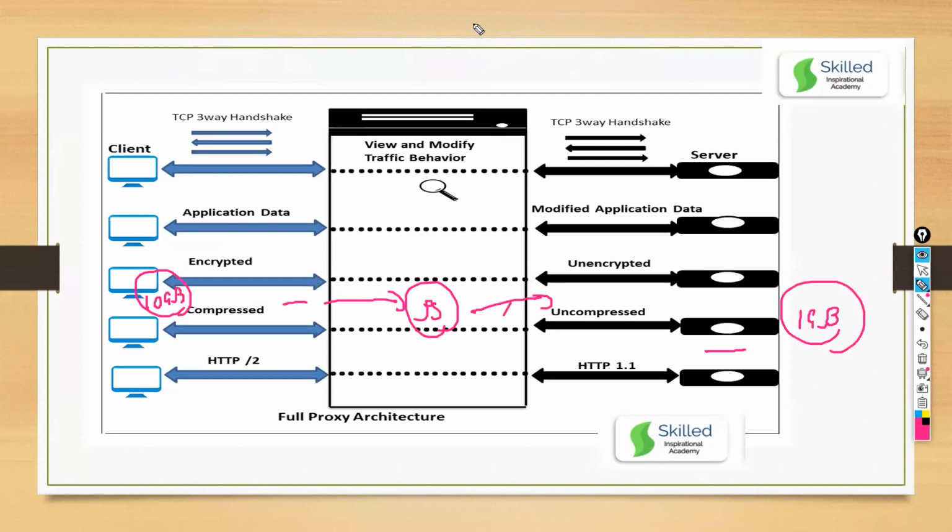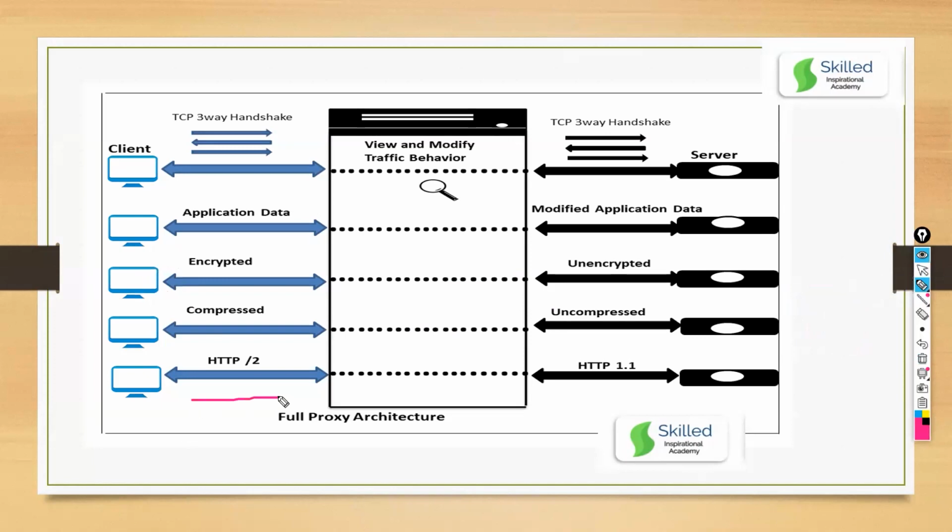So the first advantage, guys, which the F5 load balancer is giving, is that F5 is hiding your real server IP. Advantages we will talk about. And your front-end connection can be on HTTP 2 version. It can be on HTTP 1.1.